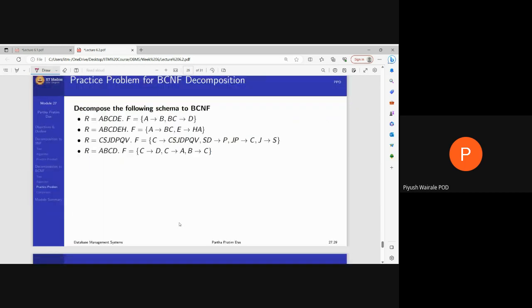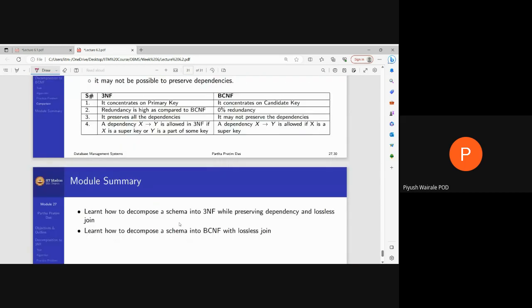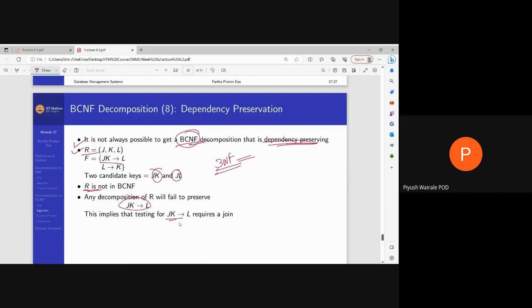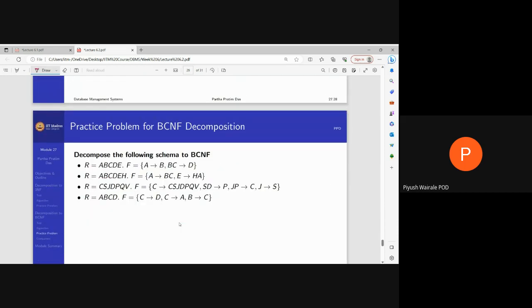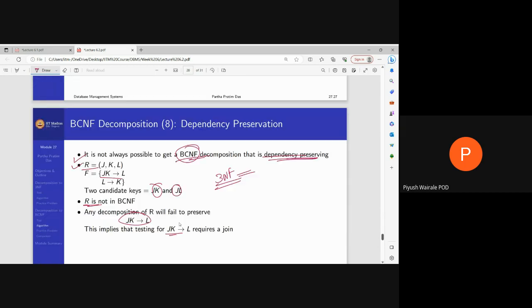So practice problem, just try to do that, and comparison you can go through it. There are lots of practice problems in week 5 and week 6. So please try to attempt that, okay? And if you have any doubt in solving those, or after solving, if you want to check your answer, just post it on Discord. You can tag me, okay?